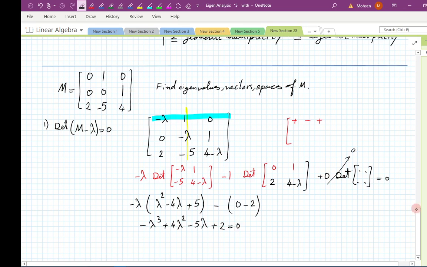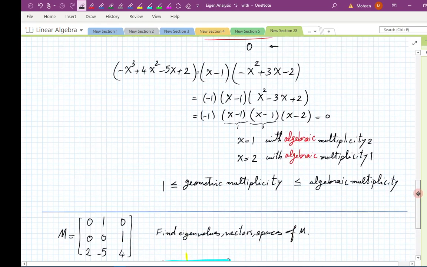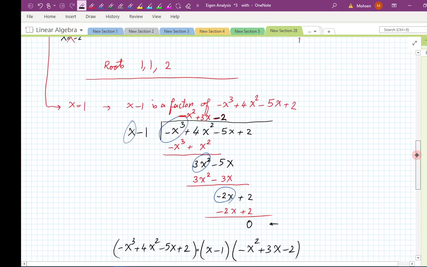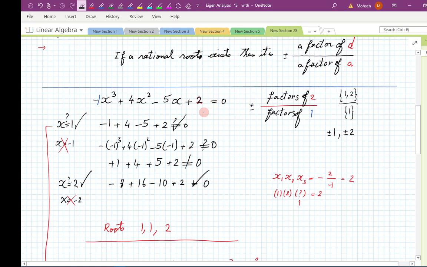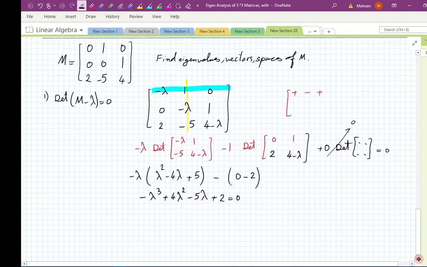Does that look familiar? Lambda over here is x. It's the same thing, is that right? So at that stage, if your cubic didn't give you any other clues as to what the roots are, unlike the previous problem where it was immediate, in this case you have to go through all these steps to find the roots of 1, 1, and 2.